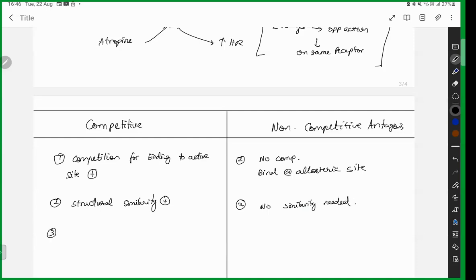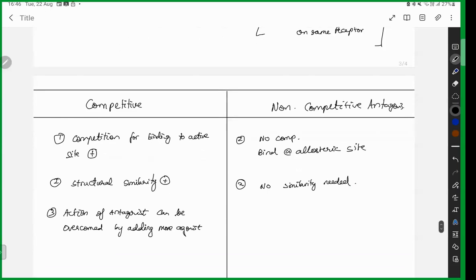Number 3, action of antagonist can be overcome by adding more agonist. Okay, that means it is surmountable. In the other case, it is non-surmountable.